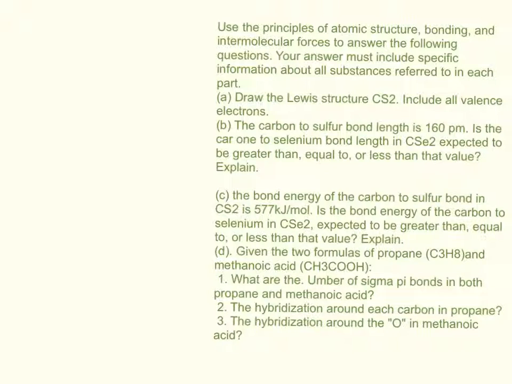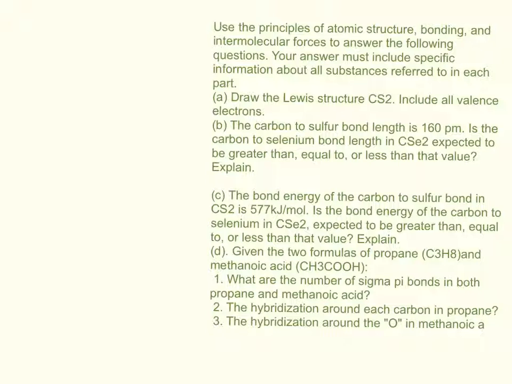So first, draw the Lewis structure of CS2, include all valence electrons. And then they're telling you that the carbon to sulfur bond length is 160 picometers. Is the carbon to selenium bond length in CSe2 expected to be greater than, equal to, or less than that value? Explain. Also, the bond energy of the carbon to sulfur bond in CS2 is 577 kilojoules per mole. Is the bond energy of the carbon to selenium bond in CSe2 expected to be greater than, equal to, or less than that value? Explain.